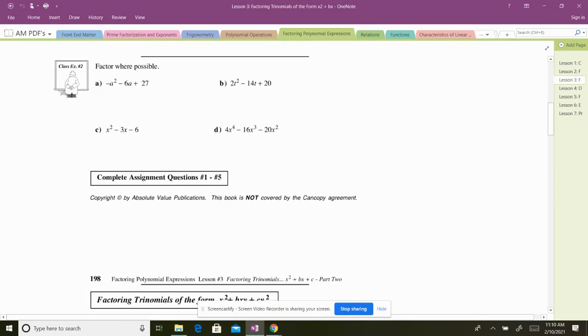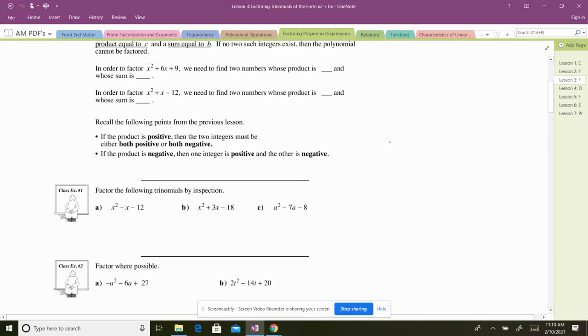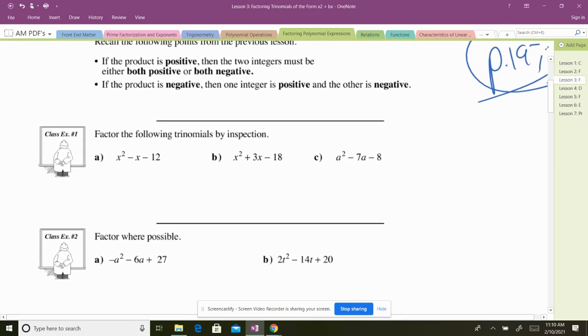Page 197, thank you. Okay. It's going to be very short, this one.